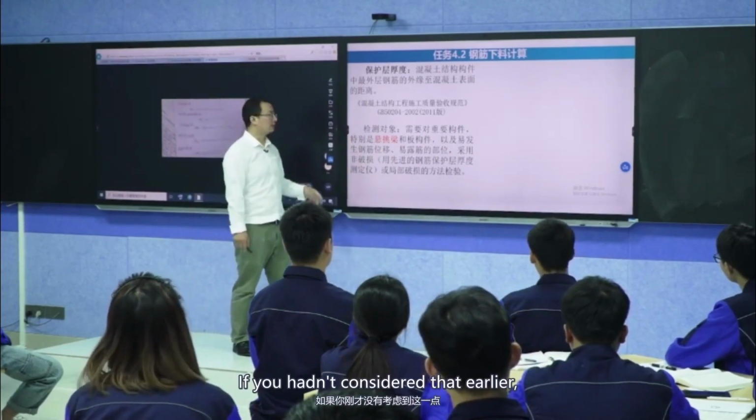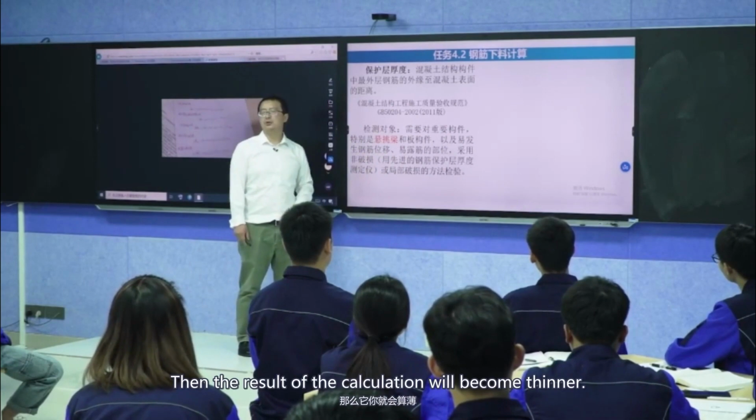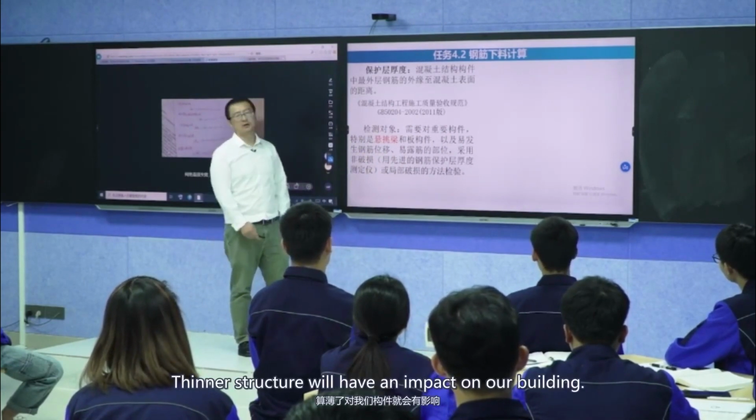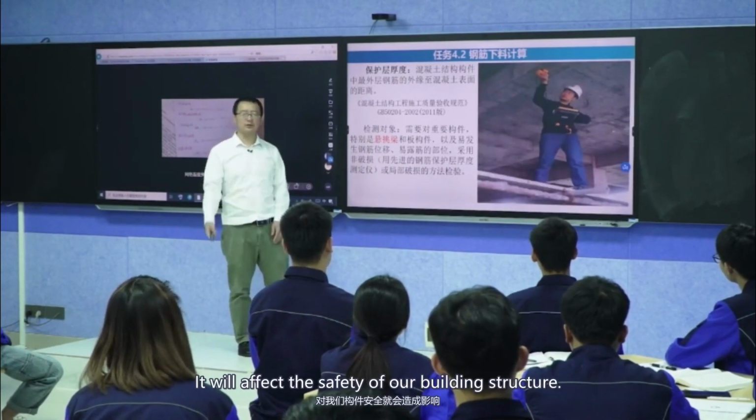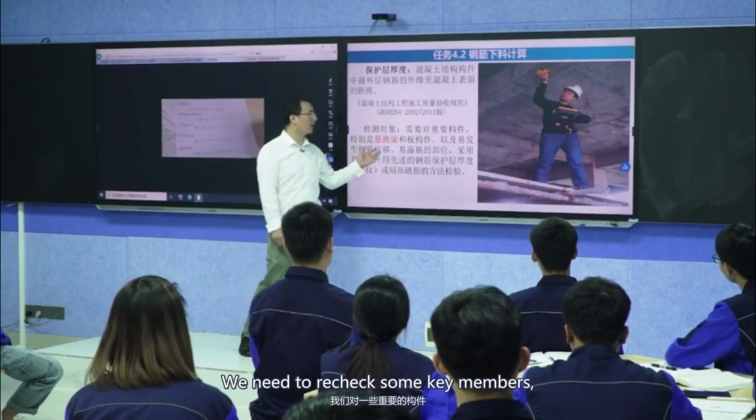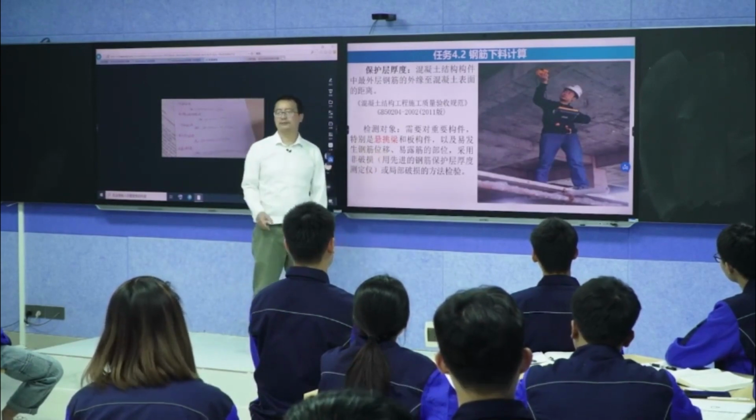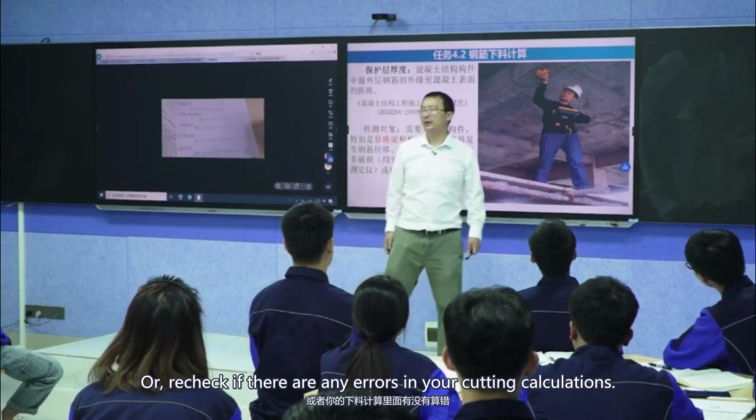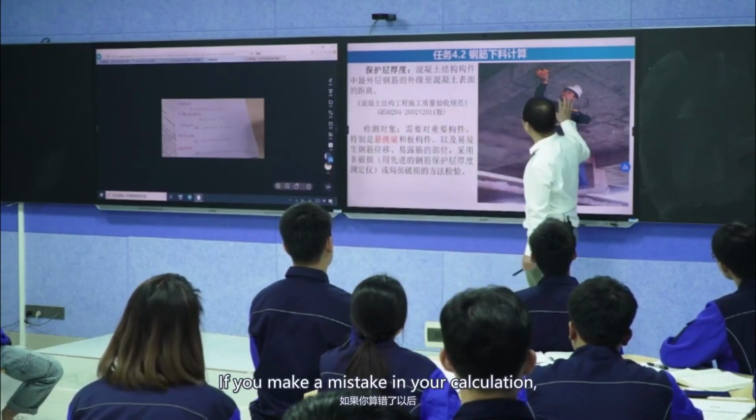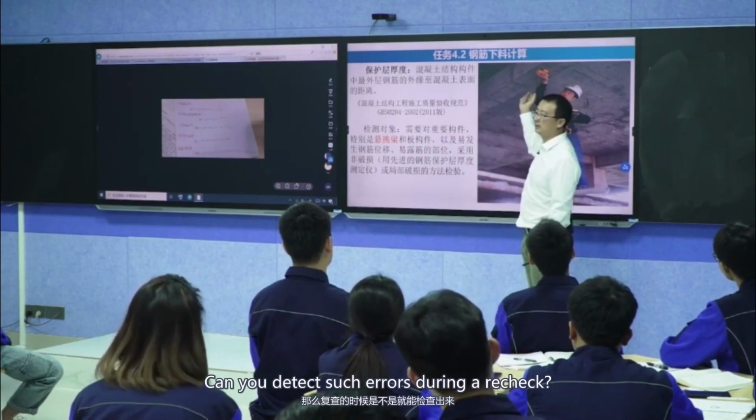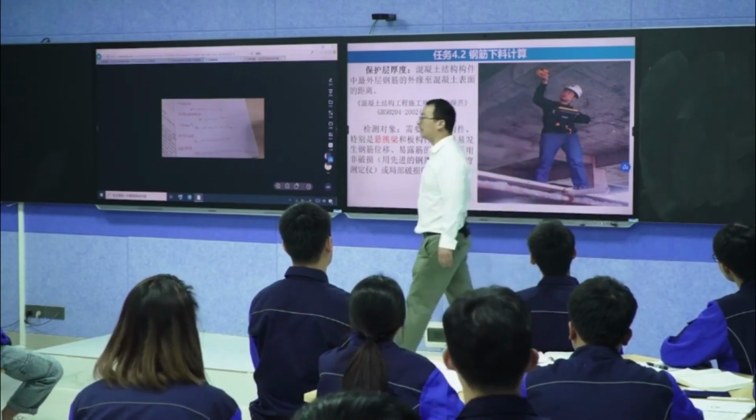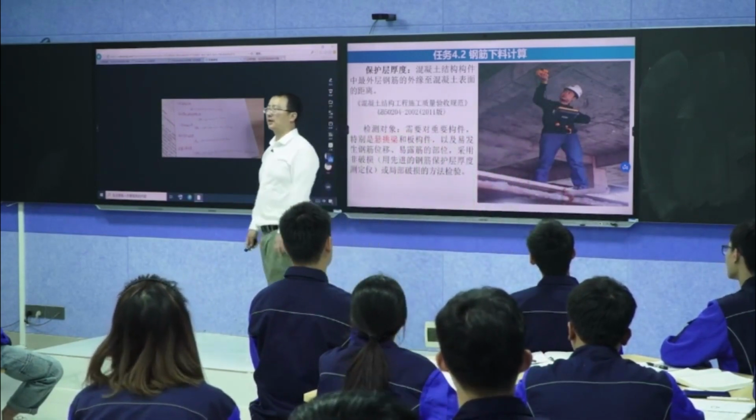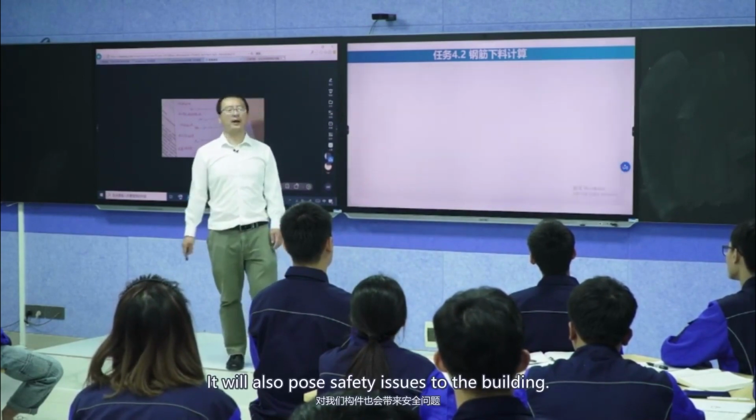If you hadn't considered that earlier, then the result of the calculation will become thinner. A thinner structure will have an impact on our building. It will affect the safety of our building structure. We need to recheck some key members, where you need to recheck your construction, or recheck if there are any errors in your cutting calculations. If you make a mistake in your calculation, can you detect such errors during a recheck? If it was detected, then it is your quality problem. It will also pose safety issues to the building.